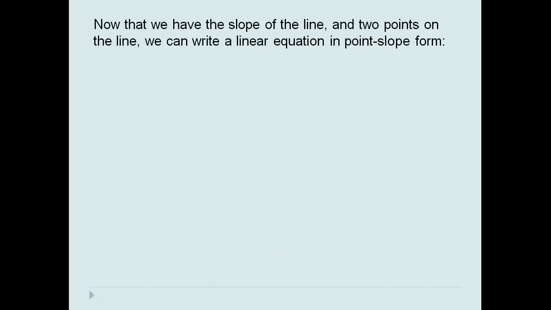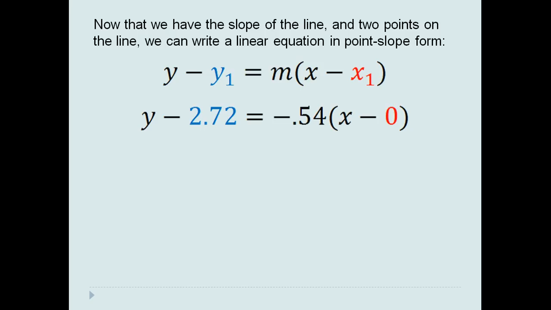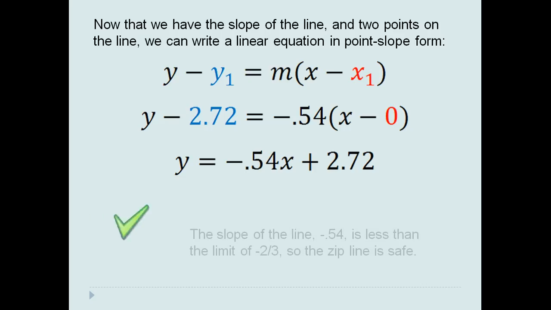So now we have the slope of the line and 2 points, so we can write a linear equation in point-slope form. Point-slope form is y minus y1 equals m times x minus x1. So we simply plug those in. We have y minus 2.72 equals -0.54 times x minus 0. We can also rearrange that to a more familiar form, slope-intercept form, y equals mx plus b, and that would be y equals -0.54x plus 2.72.